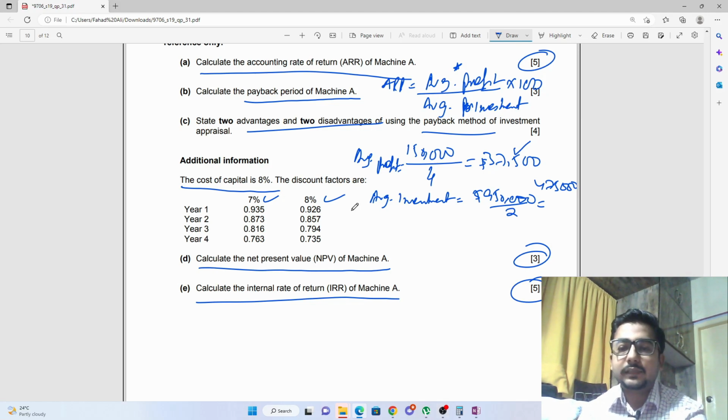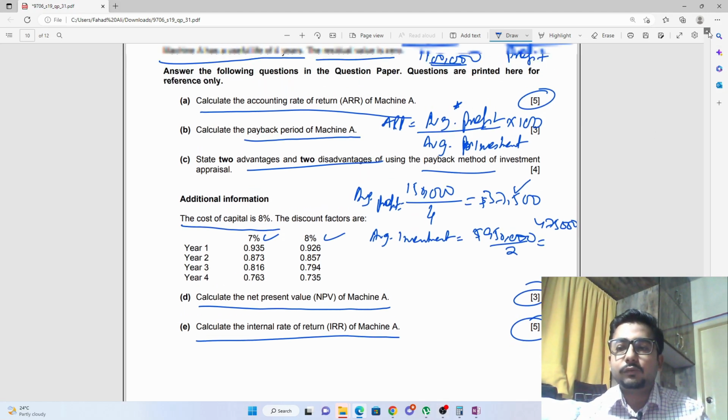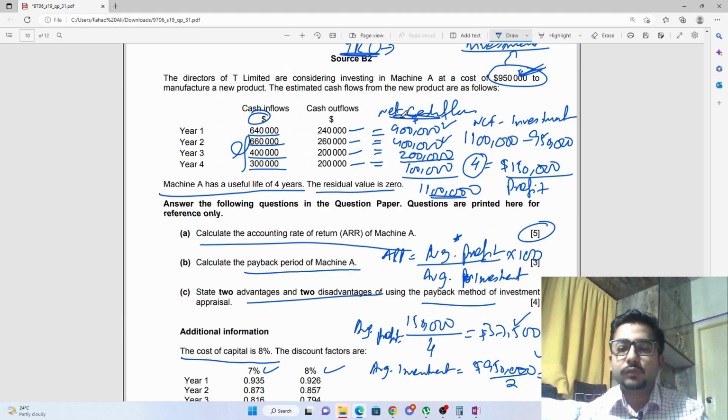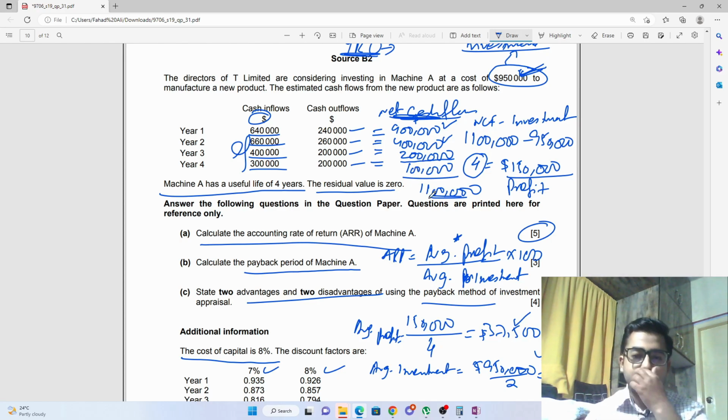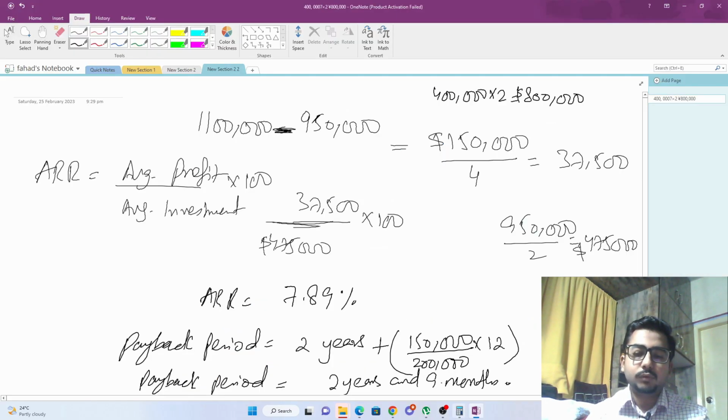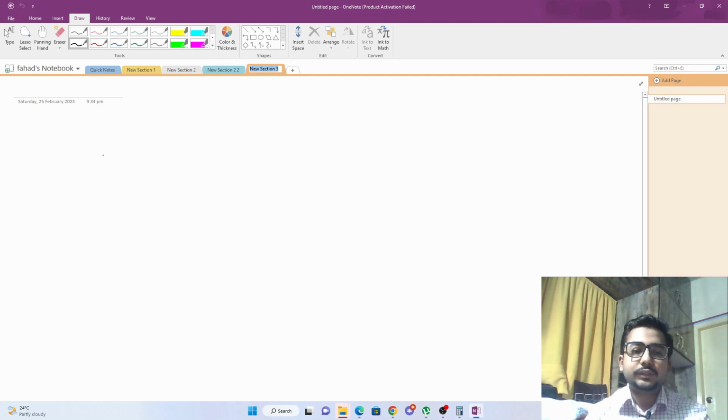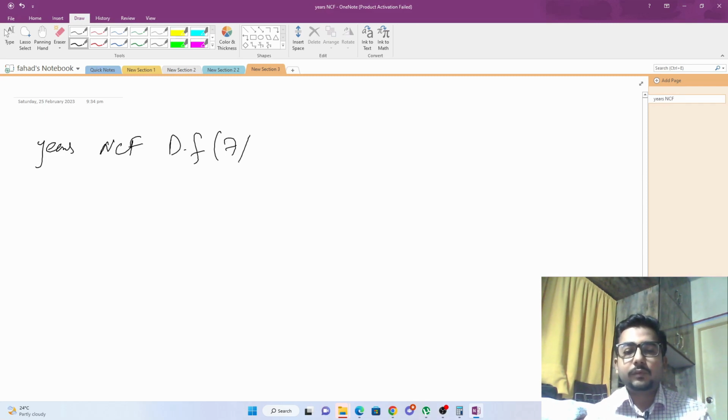I'll just take the net cash flows in front of you. These are the net cash flows. I've already calculated 4 lakh, 4 lakh, 2 lakh, 1 lakh. How did I do that? 640 minus 240, 660 minus 260, 4 lakh minus 2 lakh, 2 lakh, 3 lakh minus 2 lakh, and I got an answer of 11 lakh. So I'll just copy this down over here in the next section: the net cash flows, the years, the discount factor, which is 7%, sorry, 8%, and the net NPV.